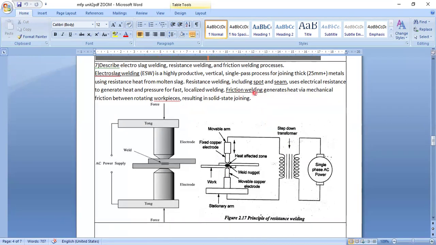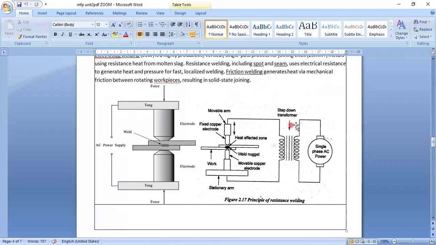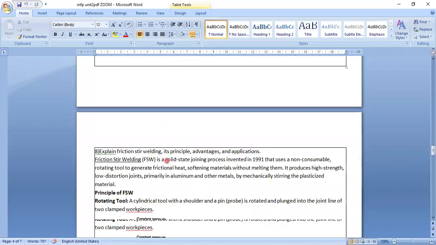Here resistance welding includes spot and seam. So resistance is coming from electricity. Spot and seam welding uses electrical resistance to generate heat and pressure for fast, localized welding. Friction welding generates heat via mechanical friction between rotating workpieces. So in friction welding, the rotation is taking place, resulting in a solid state joint. So this is the setup of resistance welding. No filler material here, just the metal brought under pressure and joined together.